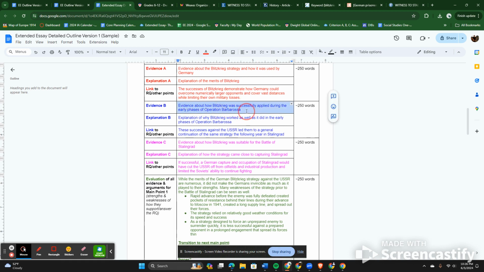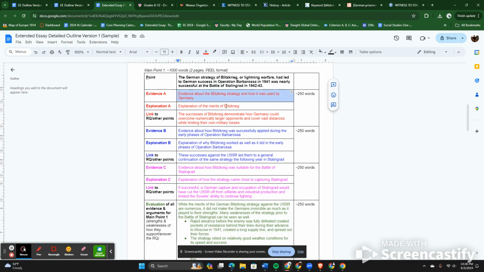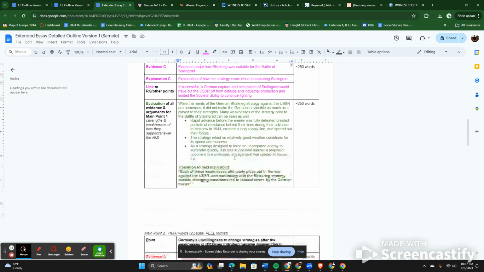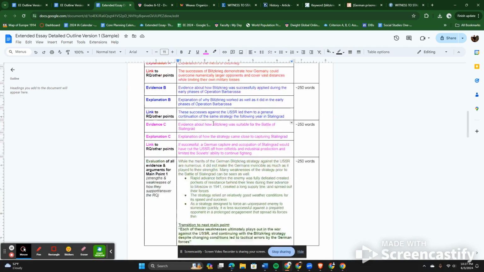And now I go to the second bit. I want to find evidence of how Blitzkrieg was successfully applied in the early phases of Operation Barbarossa. So here, how it was used by Germany, say, in France prior to that, but then Operation Barbarossa is the initial invasion of the USSR. So how was Blitzkrieg not just generally effective, but specifically effective earlier, the year before, in the Soviet Union? So it would make sense that they would continue to use it because they'd had success. Okay, so again, just kind of hashing that out a little bit.